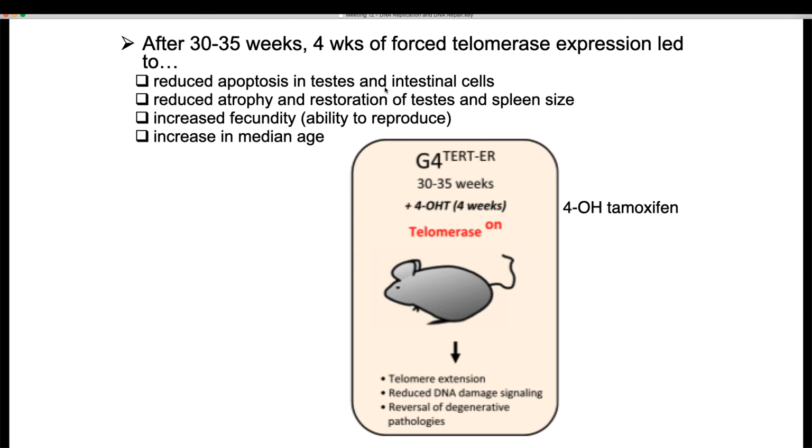Apoptosis is a programmed cellular death. Reduced atrophy and restoration of testes and spleen size. Increased fecundity, so increased ability to reproduce, increased fertility. Increased median age. So what seems to have happened then is not only did they stop the telomeres from shortening, they actually reversed many of these age-related symptoms that were occurring. So this is a really special experiment.